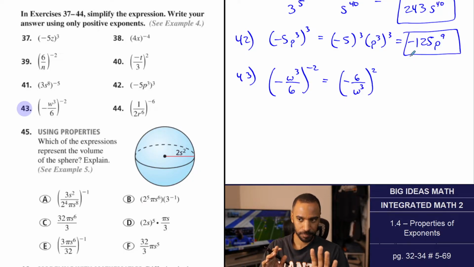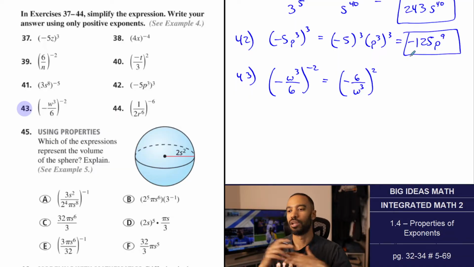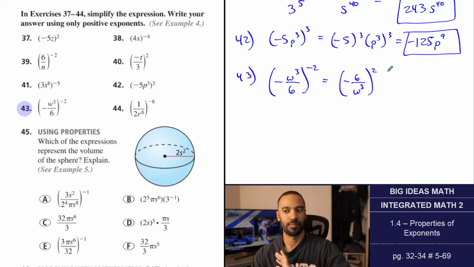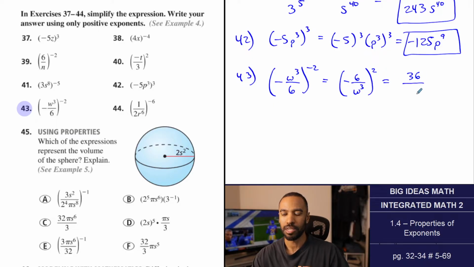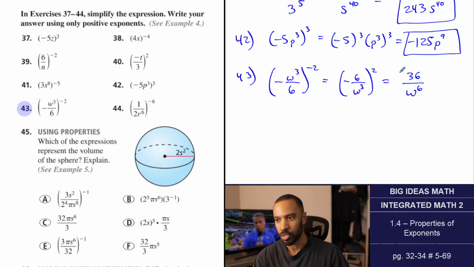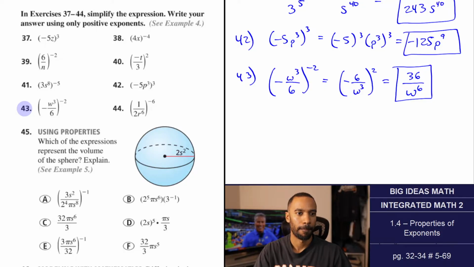But it only applies to one part of it. It is negative 1 times the whole thing. Make it with the 6 or the w. But ultimately, this will become positive something. So I'm going to square the 6, and I will get 36. I'm going to square w cubed, and I will get w to the 6th power. Remember, we are squaring w cubed. We are not squaring 3. And that's just the cleanup of that.